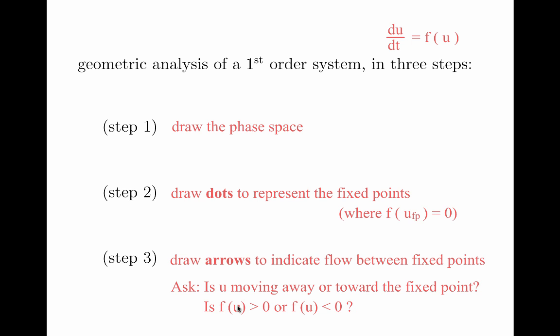Remember, if f of u is greater than 0, looking at the top right of our slide, that means du/dt is positive. If du/dt is positive, that means u is increasing in time. While if f of u is less than 0, that means du/dt is negative. If du/dt is negative, then u is decreasing in time.